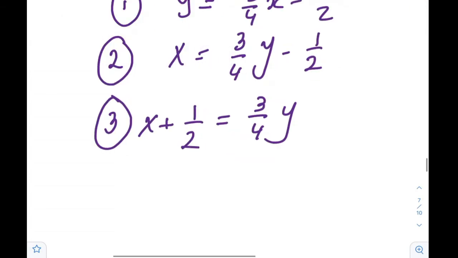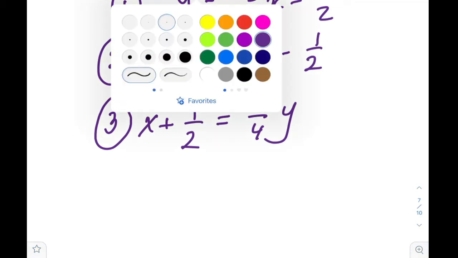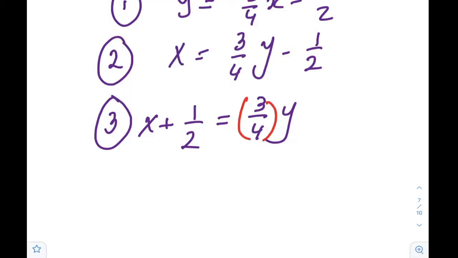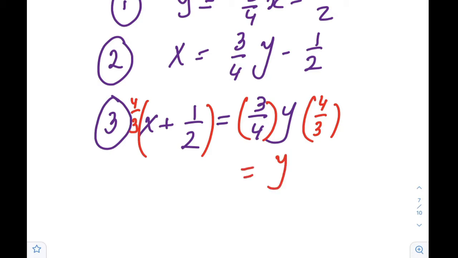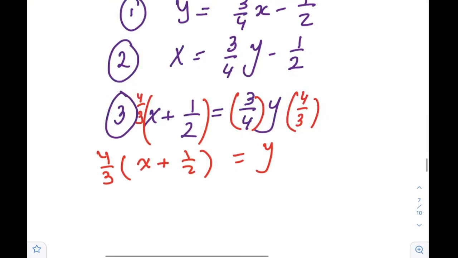Now, we can get rid of the fraction by multiplying by 4 over 3, to get rid of the coefficient 3 over 4. So we multiply by the reciprocal, by multiplying by 4 over 3 on both sides. So on this side I have 1y, which is y, and on this side we have 4 over 3 times x plus 1 over 2. Let's now try to simplify as much as we can.